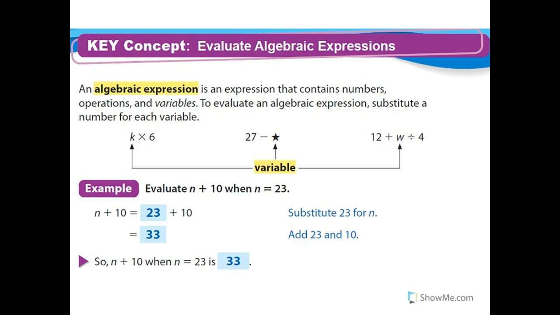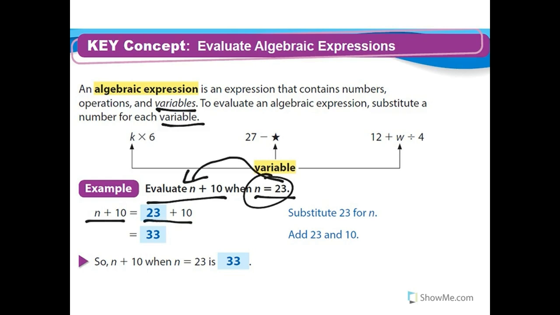Our key concept for this lesson, we're going to evaluate algebraic expressions. An algebraic expression is an expression that contains numbers, operations, and variables. To evaluate an algebraic expression, substitute a number for each variable. So, evaluate n plus 10 when n equals 23. So we're going to replace n with 23. So n plus 10 equals 23 plus 10, that equals 33. So we substitute 23 for n, we add 23 and 10. So n plus 10 when n equals 23 is 33.